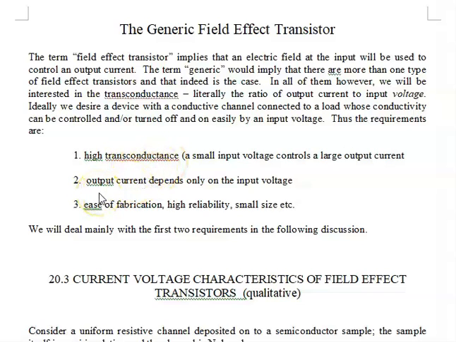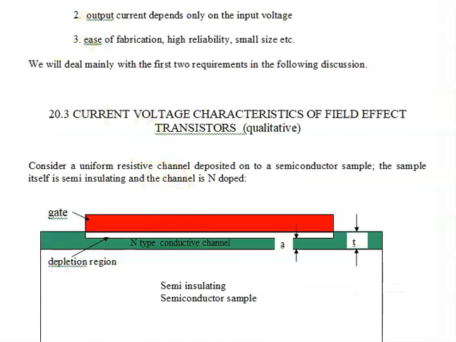And also, just as important, we want the output current to depend only on the input voltage. That's exactly what we saw in the BJT operating in the forward active mode. And the other thing is we'd like ease of fabrication, high reliability, small size, and a bunch of other things which make the devices useful, which we won't be talking about in these sessions.